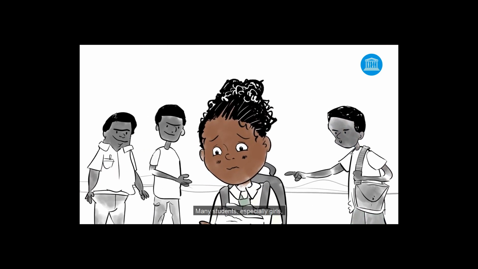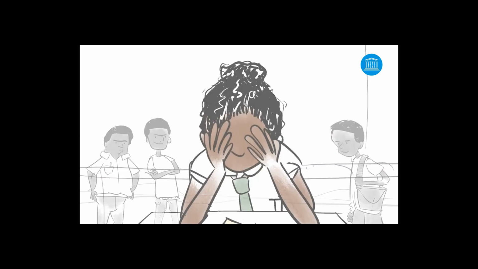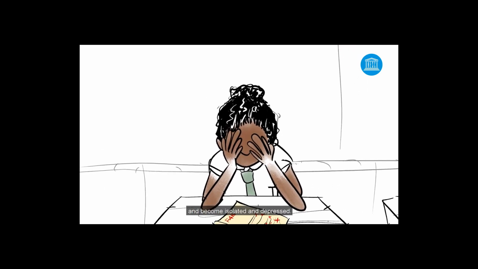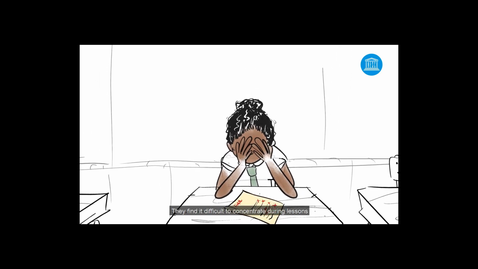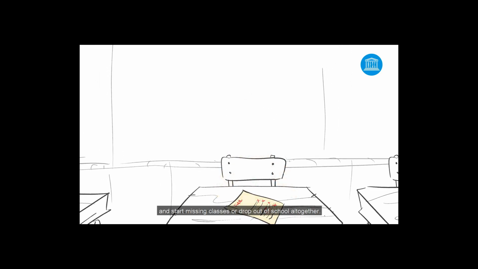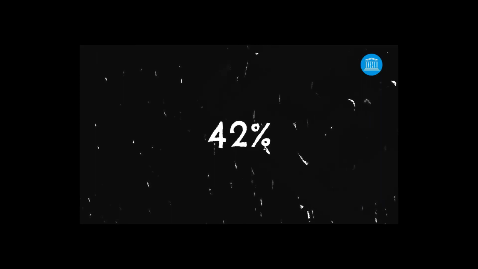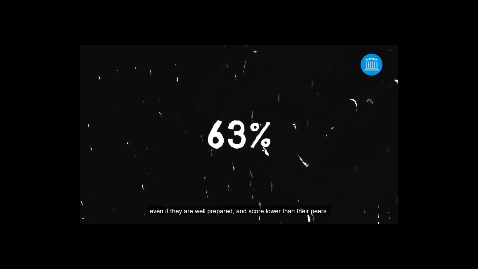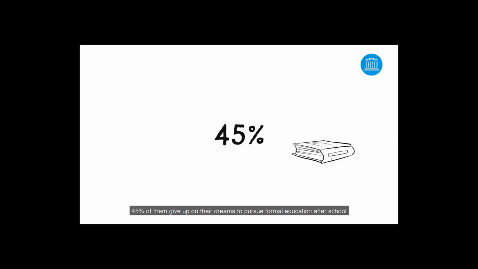Many students, especially girls, experience violence based on their gender in and around school. As bullying continues, many victims don't know who to turn to and become isolated and depressed. They find it difficult to concentrate during lessons and start missing classes or drop out of school altogether. 42% feel like an outsider at school. 63% feel anxious for tests, even if they are well prepared, and score lower than their peers. 45% of them give up on their dreams to pursue formal education after school.